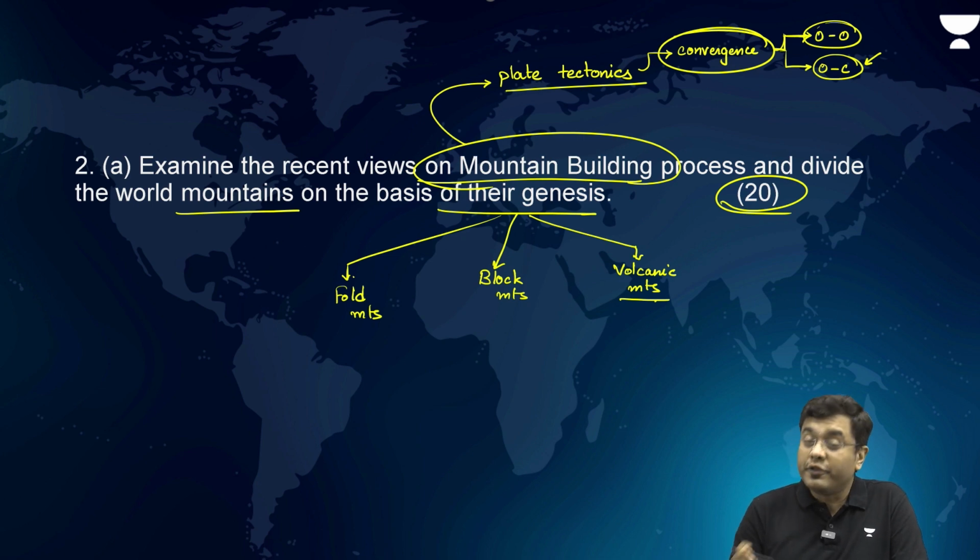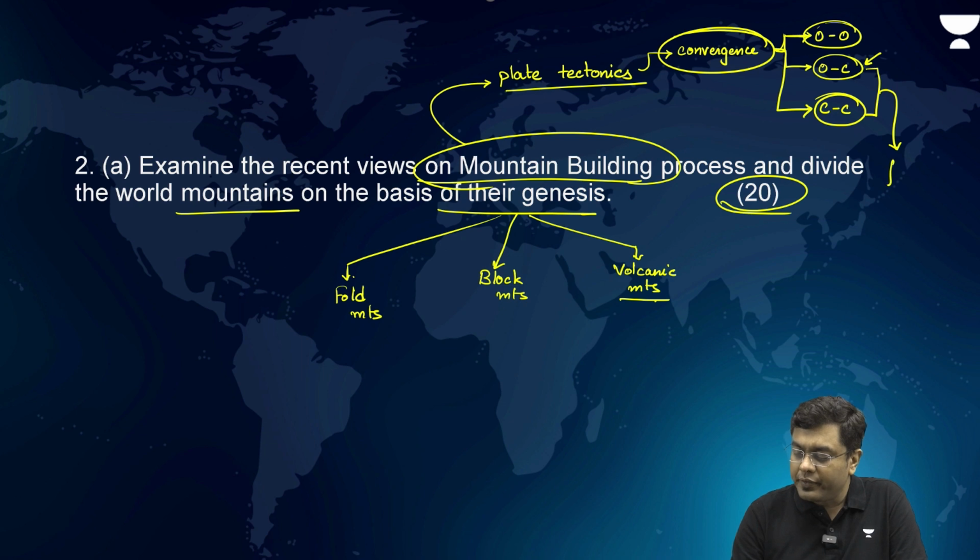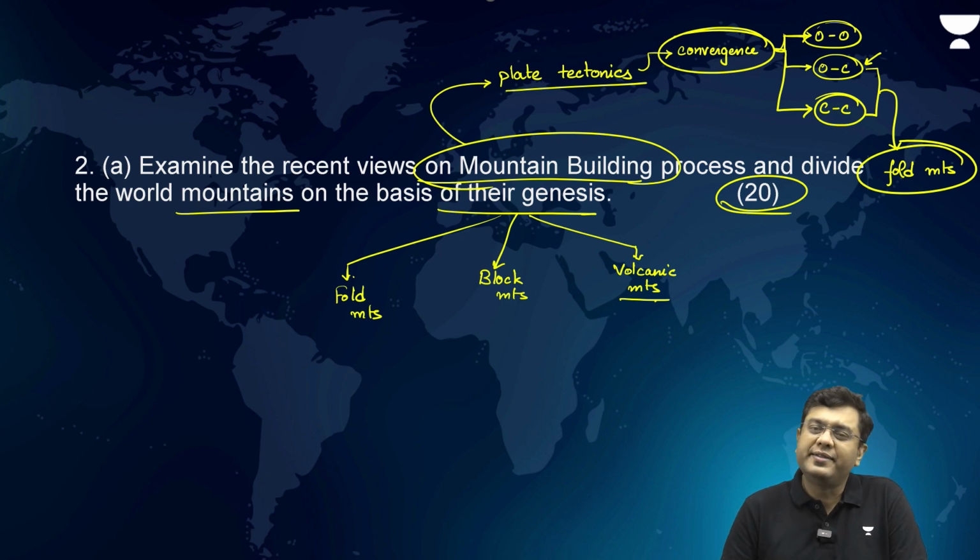Then the formation of the Cascade ranges in the western part of North America could be given as an example. Like that, you could cite multiple examples, and then continental convergence, right? So fold mountains are created by both of these. For continental convergence, you could give the elaborate example of the Himalayas.